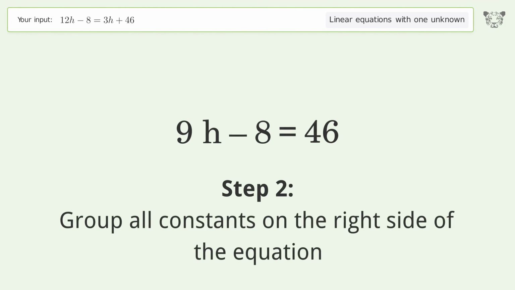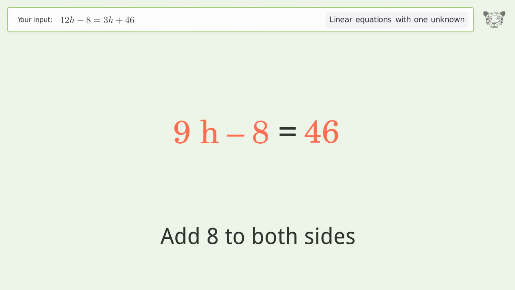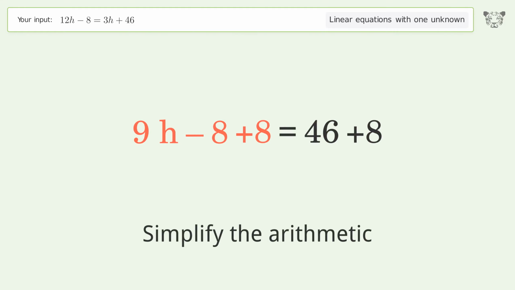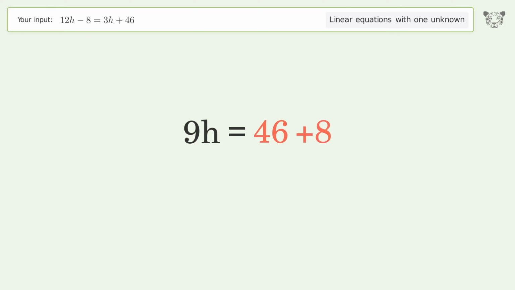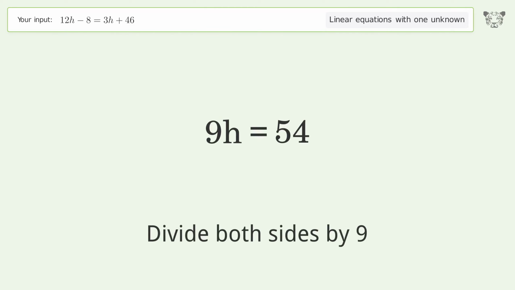Group all constants on the right side of the equation. Add 8 to both sides. Simplify the arithmetic. Isolate the h. Divide both sides by 9.